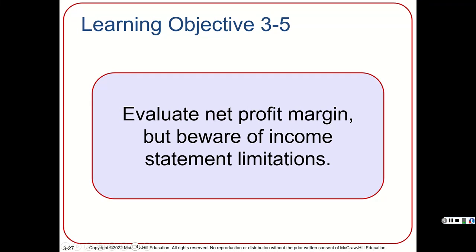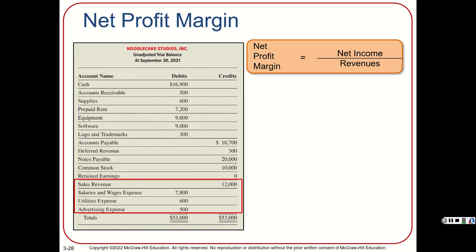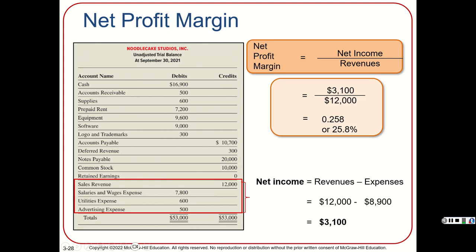So evaluating net profit margin, but beware of income statement limitations. So this is going to go into another kind of ratio. Your net profit margin lets you know how much of a margin your net income is compared to the revenues that you have received. So your net income divided by the revenues is your profit margin. Here, your revenues are $12,000 less the expenses, which is the $8,900. So your total net income is $3,100. Take that $3,100 divided by the $12,000, and you're going to get 0.258 or 25.8% of your revenues after you've paid your expenses.